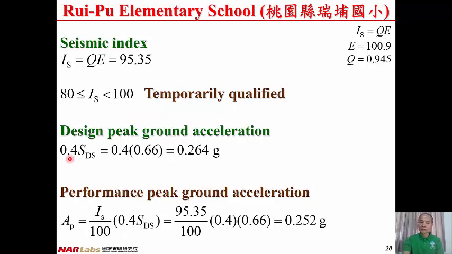And the design peak ground acceleration 0.4 SDS. We already had the design spectral acceleration for short period structure equal to 0.66. Therefore, 0.4 multiplied by 0.66 equal to 0.264 g. And the performance peak ground acceleration AP equal to IS divided by 100 times 0.4 times SDS equal to 0.252 g. Then the performance peak ground acceleration is less than the design peak ground acceleration, and the ratio is 0.9535. Therefore, IS equal to 95.35. It lies between 80 and 100, and the building is temporarily qualified.